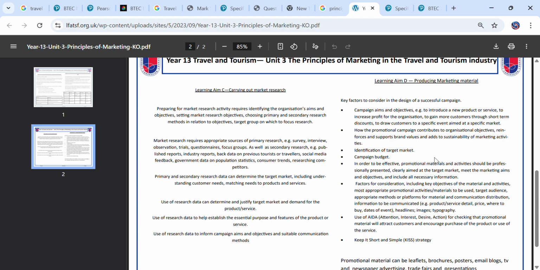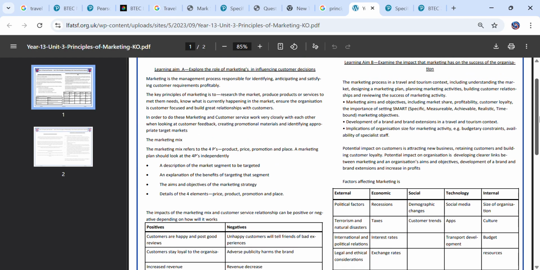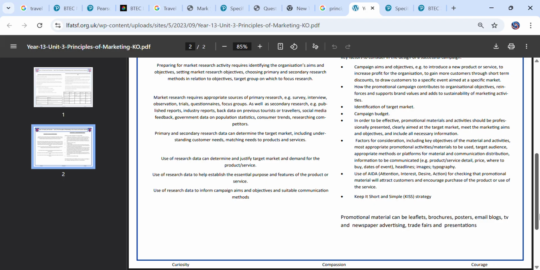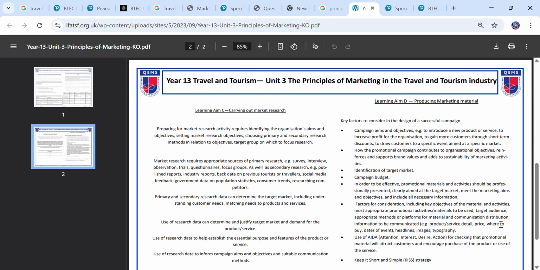For me, my teacher did learning aim C and learning aim D as one, and then I had 2 other teachers that did these separately, which was quite useful. Learning aim C is preparing for market research activities. You basically use primary research. You think about a new product for a company, like Jet2 or Ryanair, and use things like surveys and Microsoft Forms.